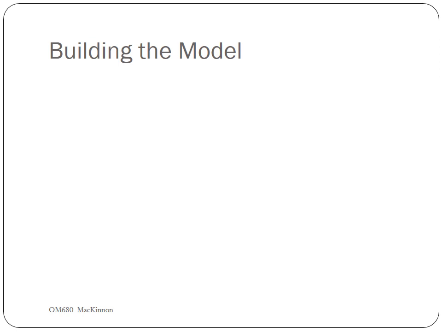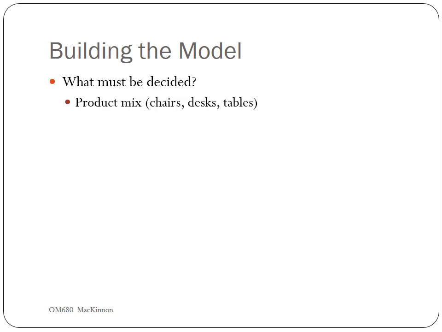So let's build the model. First, we have to figure out what must be decided. That's not always easy. Remember, these come in the form of word problems with usually a data table attached. So what are we deciding? In this case, it's the product mix. How many chairs, how many desks, how many tables in order to maximize profit?